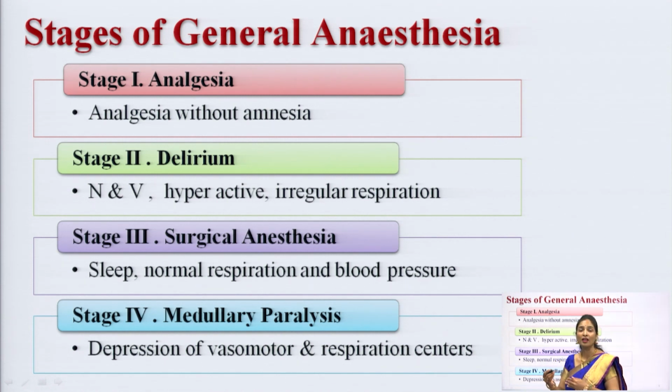Once you have given the drug, it will enter into the 4 stages. What are the 4 stages here? Stage 1, stage 2, stage 3 and finally stage 4. Stage 1 is called the stage of analgesia. Stage 2 is called the stage of delirium or stage of excitation. Stage 3 is called surgical anesthesia or stage of surgical anesthesia. Stage 4 is called the respiratory depression stage, the medullary paralysis stage. So, we will discuss the stages one by one.